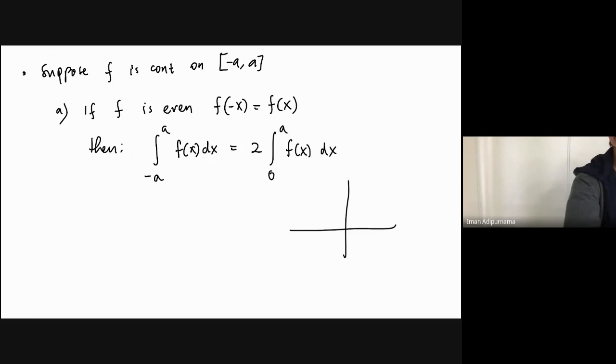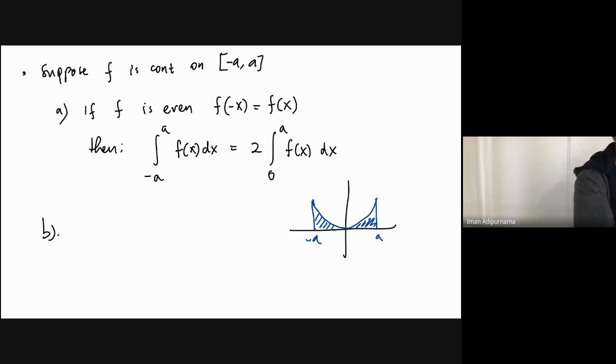So if symmetric, let's say this is negative a to a. So it's twice the integral from 0 to a, or twice negative a to 0, right? Or you can write 2 times 0 to a. Because sometimes, if you have integration with a negative, you sometimes make mistakes. So that's the first one, if even.